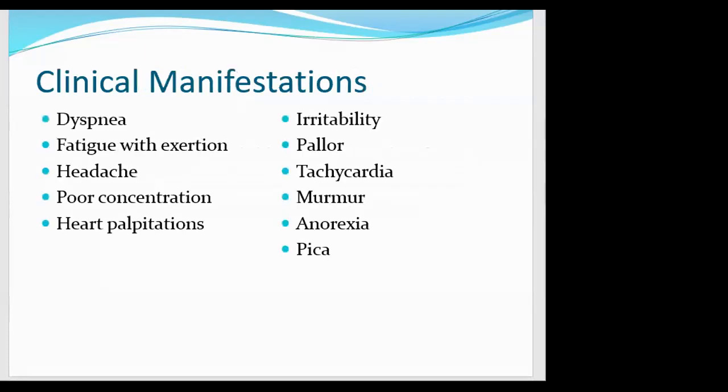So how is iron deficiency anemia diagnosed? This is going to be through the history and the physical. So you're going to have a patient coming in. When you're gathering your history and taking your physical, you will see some of these characteristics. These are going to be your pertinent positives. You're going to have difficulty breathing, fatigue with exertion, headache, poor concentration, heart palpitations, irritability, pallor, tachycardia, murmur, anorexia, or pica.